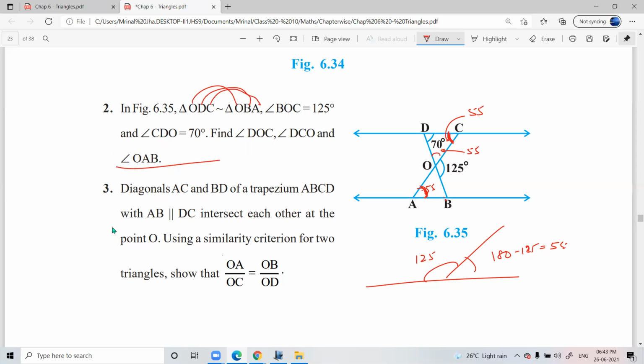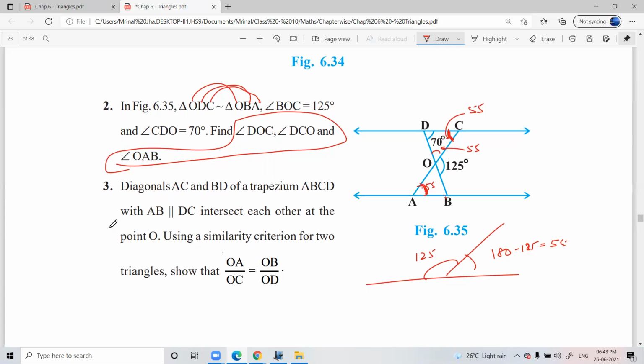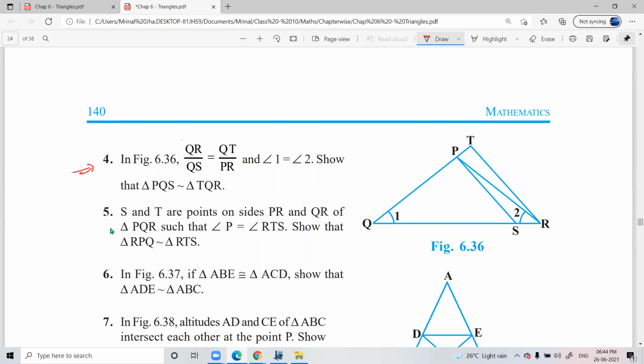Is it clear, Tanushri? All these three angles you will be able to find now? Yes, sir. Will you write it or will you be able to do this? No, sir, I can do it. Right, no problem. Fine. Thank you. So let's move on to this one.